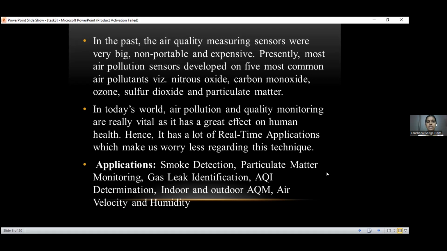But now, as the technologies are changing and the benefits are even more increasing, we have portable air quality monitors also. And mainly we have five most common air pollutants, which are nitrous oxide, carbon monoxide, ozone, sulfur, and particulate matter. All these are the five important pollutants present in the air, so we have to measure them from time to time. Also, there are so many real-time applications for this project. That's why we are learning about it and discussing it today.